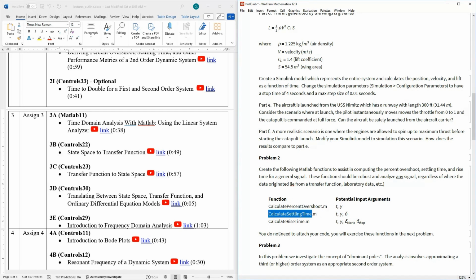Right? The second one is going to be similar, but now it's going to calculate the settling time, right? And you probably have to give it one more parameter. You have to tell it what delta amount of settling you are looking for.